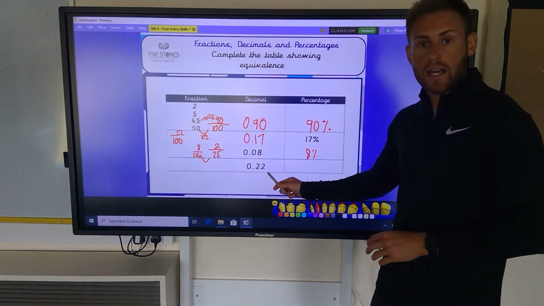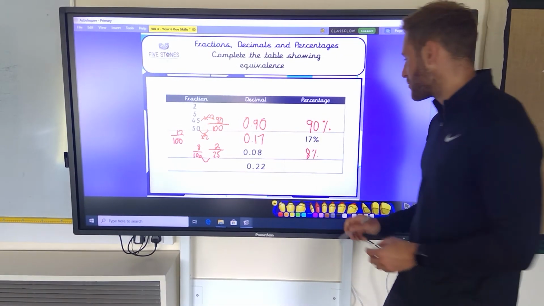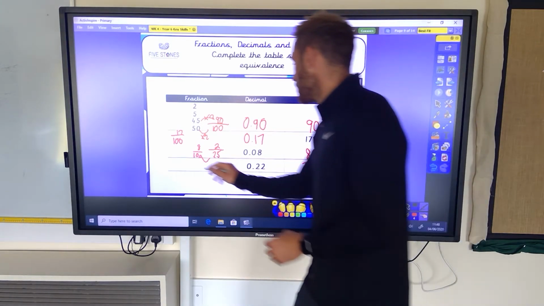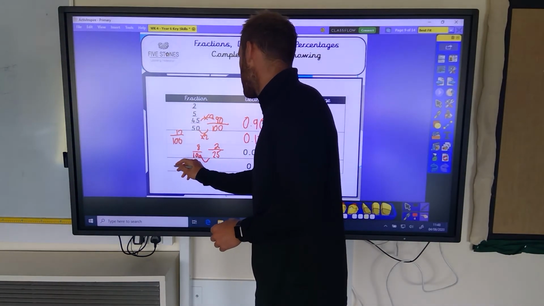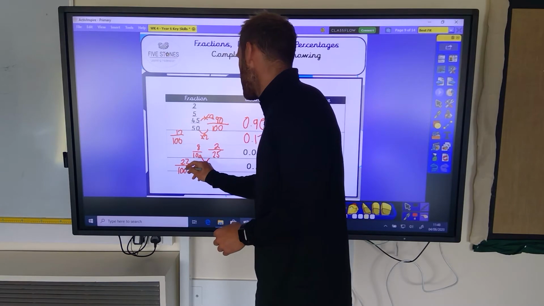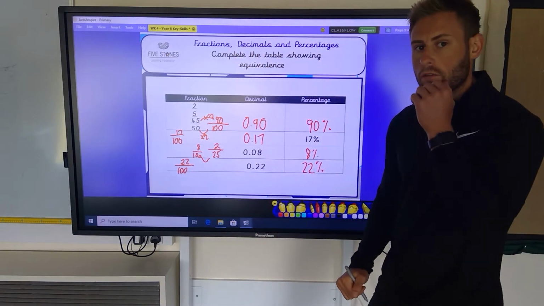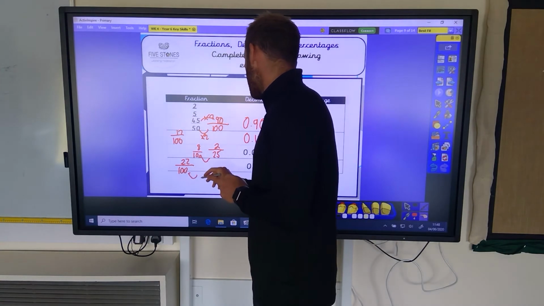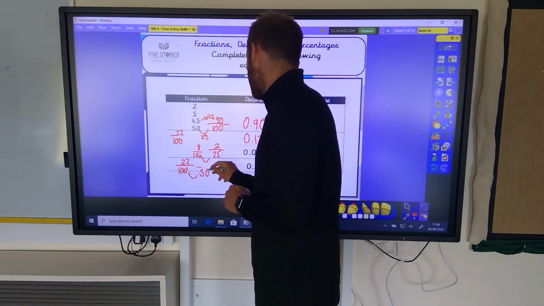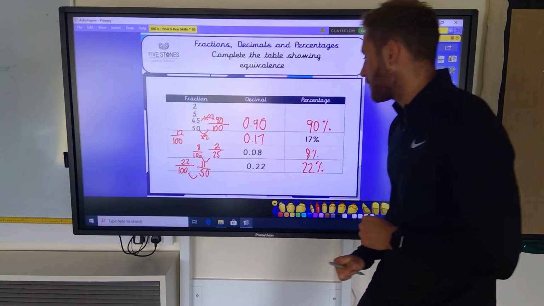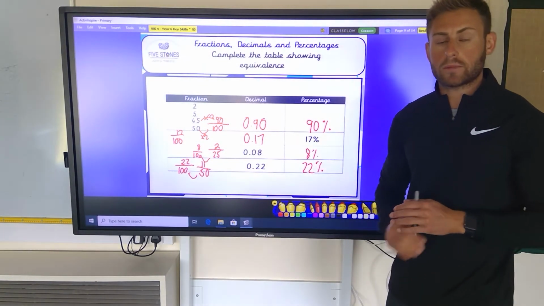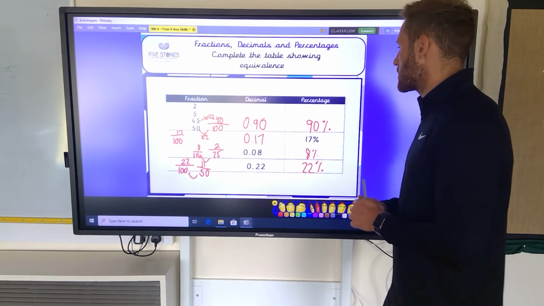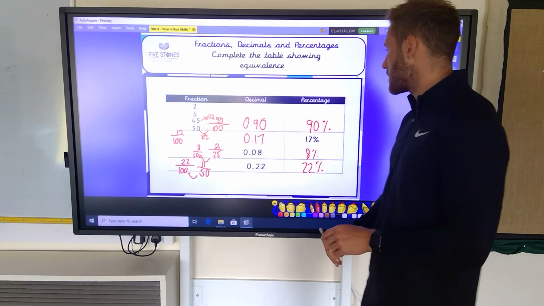0.22, we've got 2 tenths and 2 hundredths, or 22 hundredths, which is 22%. 22 over 100, what can we see? Yes, we can see a common multiple of 2 there, which gives us 50 and 11. 11 50ths. Are there any more common multiples? 11 is a prime number. Does 11 go into 50? No, it doesn't. And then we're finished with our 2/5.